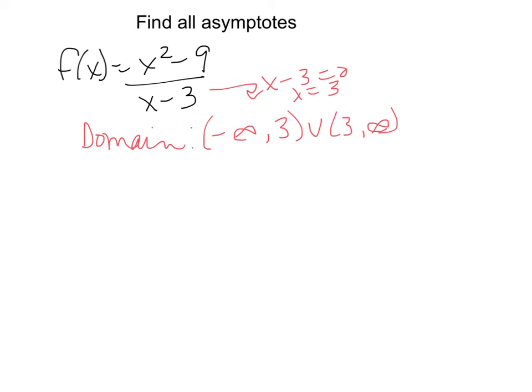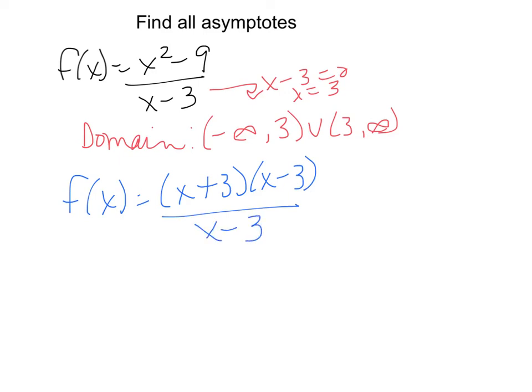Now, I'm not just automatically going to call that a vertical asymptote because look at your problem here for a second. I have f of x is equal to x squared minus 9 over x minus 3. Is there anything that's amazing about this x squared minus 9? Think factoring. Yeah, difference of squares. So what we actually have is f of x is equal to x plus 3 times x minus 3, all over x minus 3.